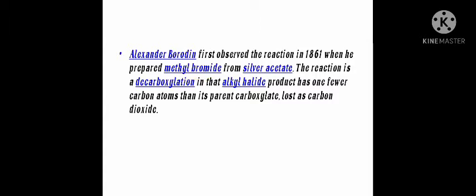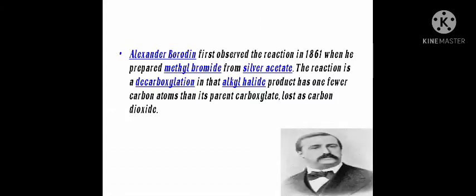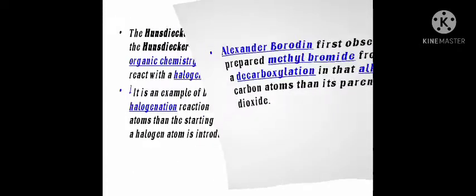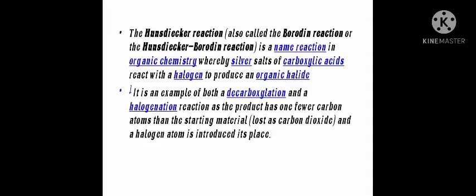In 1861, the scientist Alexander Borodin initially observed the reaction when he prepared methyl bromide, that is an alkyl halide, from silver acetate by loss of carbon dioxide. So this is what he observed in the Hunsdiecker reaction. Here I wish to show the image of the Russian scientist, Alexander Borodin, who observed this reaction. As I told earlier, this reaction is also called the Hunsdiecker-Borodin reaction.